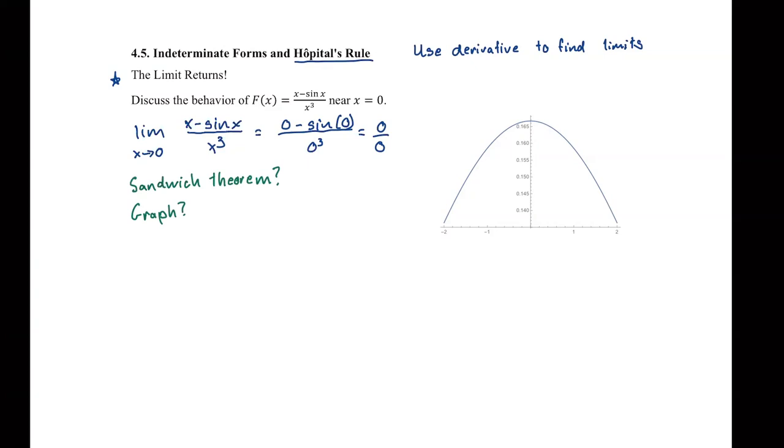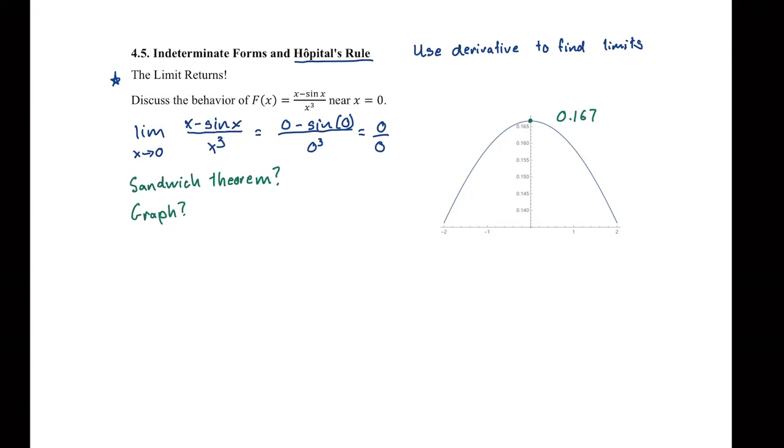If we look at a very precise graph right here, you can see that we have approximately 0.167 as the limit. But that relied on us being able to get a very precise graph, even down to the thousandths place. So at this current stage, we have some limitations on finding limits. No pun intended there, actually.